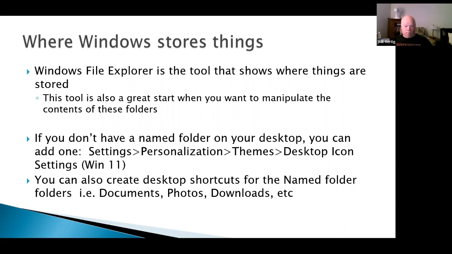It's easy to do. Now, I'm going to tell you something, and we'll get into this in just a second. If you don't have a named folder on your desktop, you can put one in. The way to do that is you go to Settings, Personalization, Themes, and then the thing you want to click on in the Themes page is called Desktop Icon Settings. Okay, we'll go there in just a minute so I can show you how to do it.